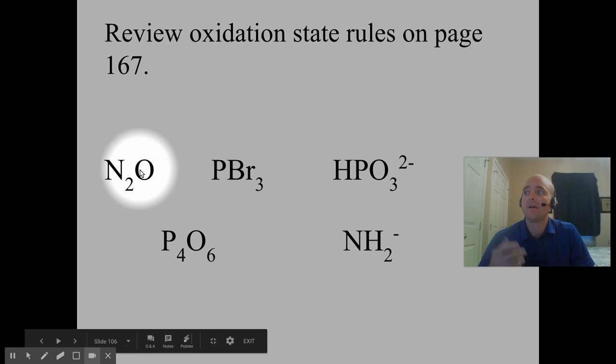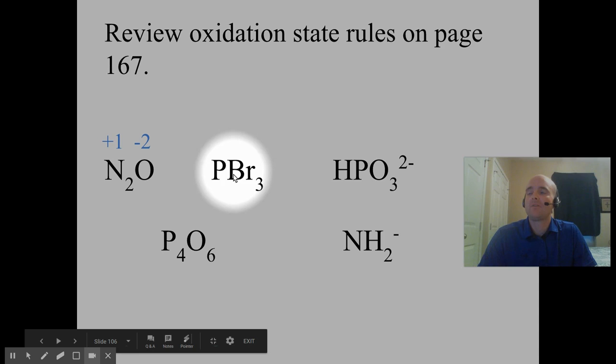Dinitrogen oxide, I'm going to assign a -2 to the oxygen. Now I need to have a net charge total of 0, since there is no charge with this molecule. So now this subscript will actually multiply by the oxidation state. So to cancel out this -2, the nitrogen needs to be a +1.